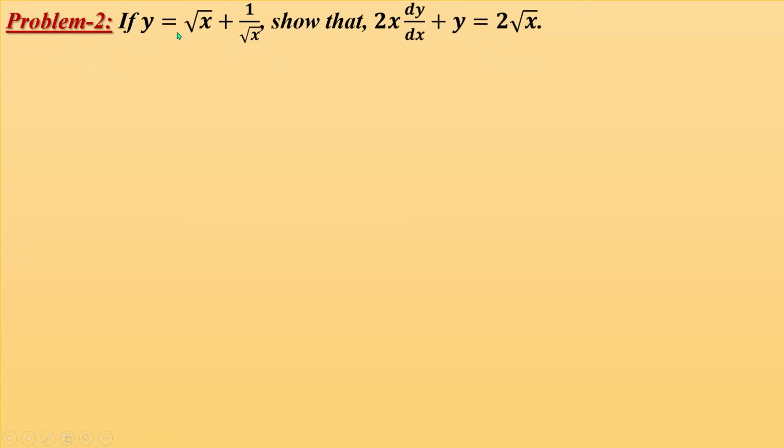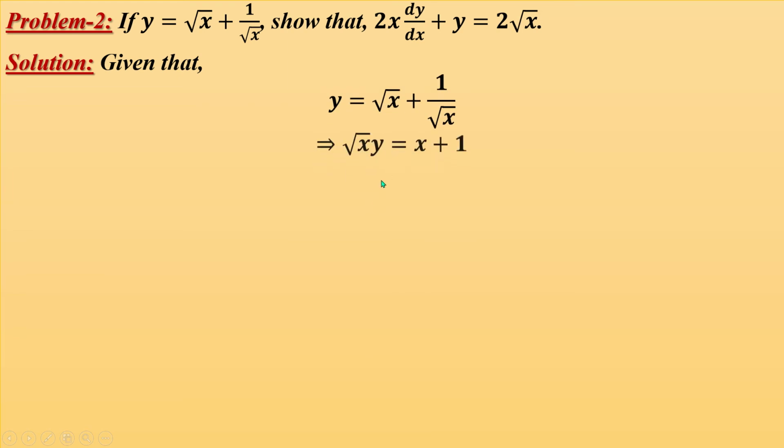Problem 2. If y equal to root x plus 1 by root x, show that 2x times the derivative of y with respect to x plus y equals 2 root x. Now follow the solution. Given that, and LCM will be root x, so here will be x, and here will be plus 1, and here will be cross multiplication root x y.